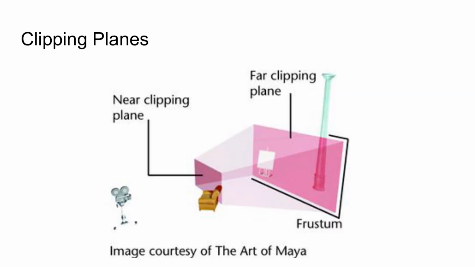So here's just an image explaining how clipping planes work. The camera has two clipping planes, the near one and the far one, so anything outside of these clipping planes will not be shown. And you can set these in the Unity editor.